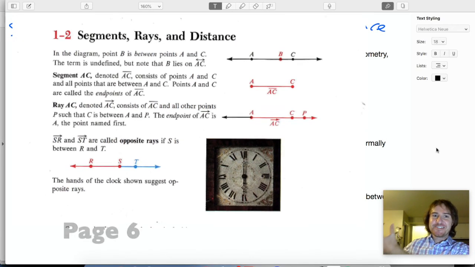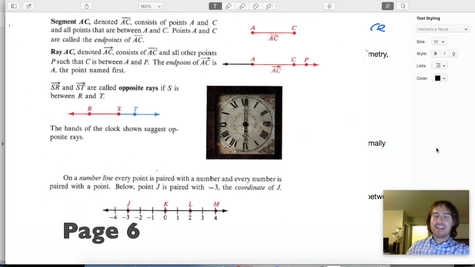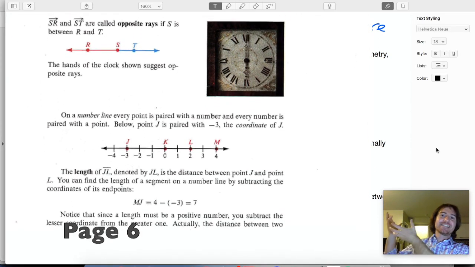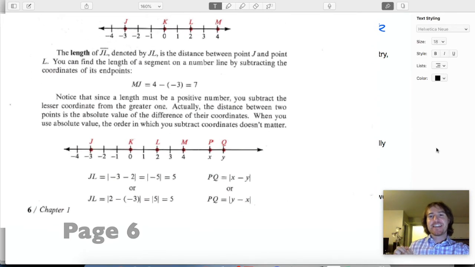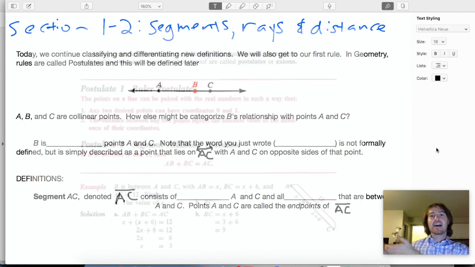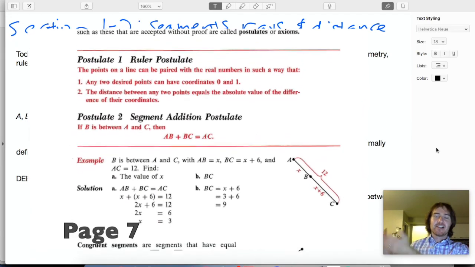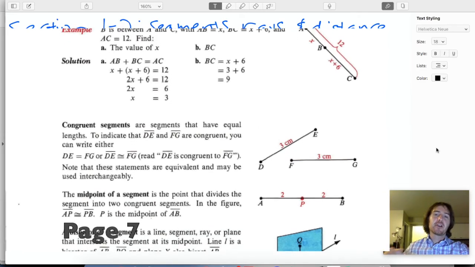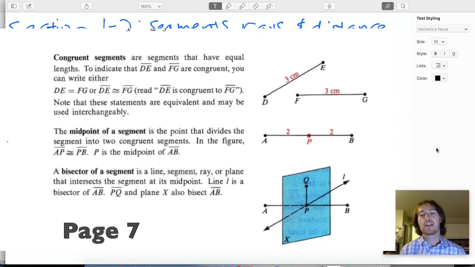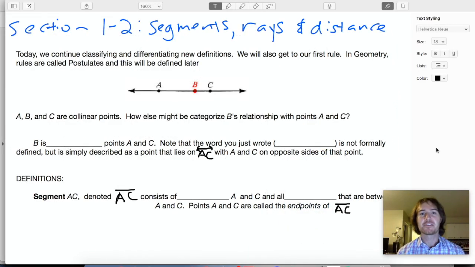We have here section 1.2, segments, rays, and distance. Now, this is going to be our second section in our textbook. And although you're going to end up reading this section, I'm filming this video because I still think it's worth having a teacher take you through it and point at some of the things that are in this section.